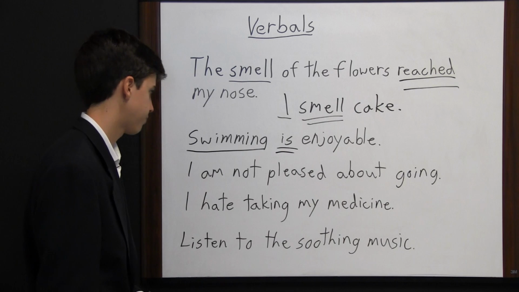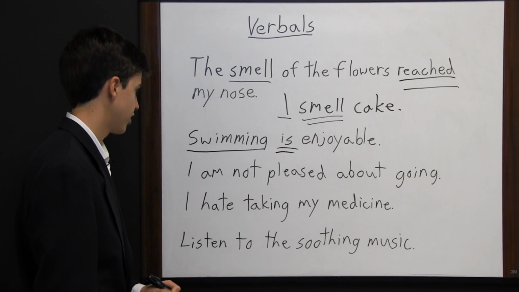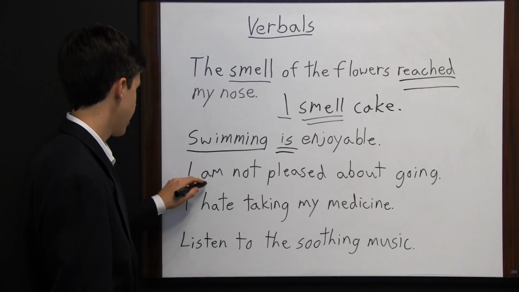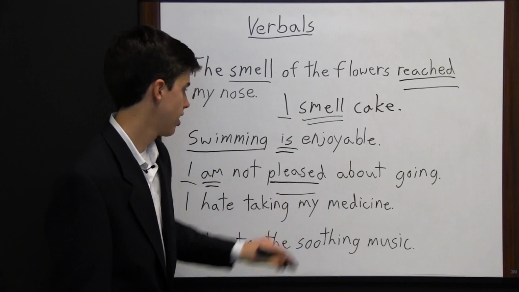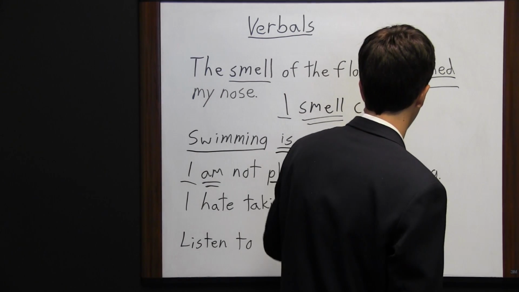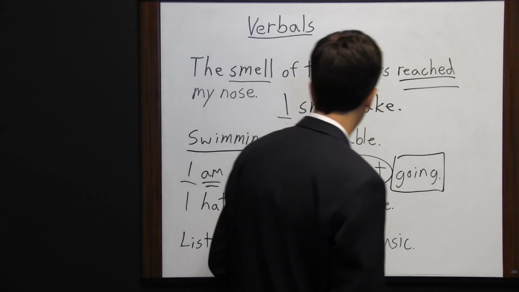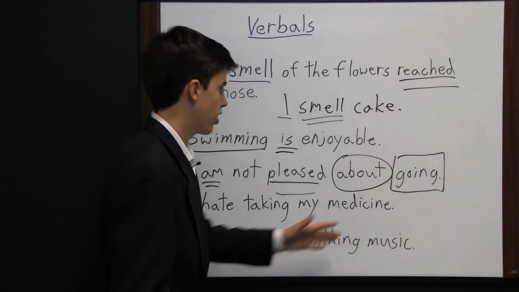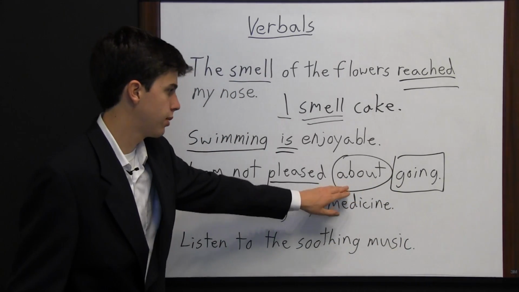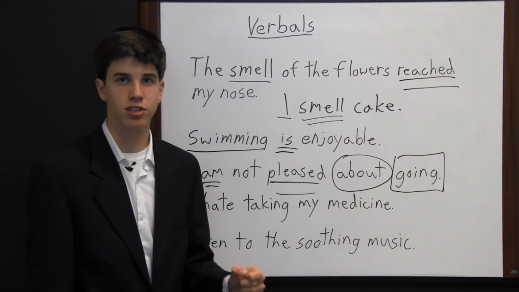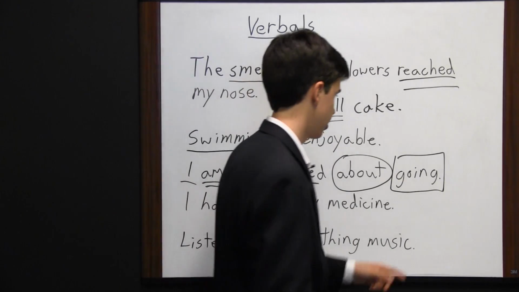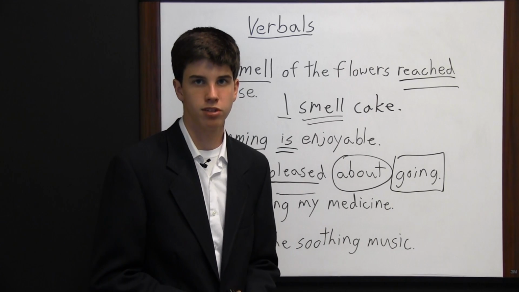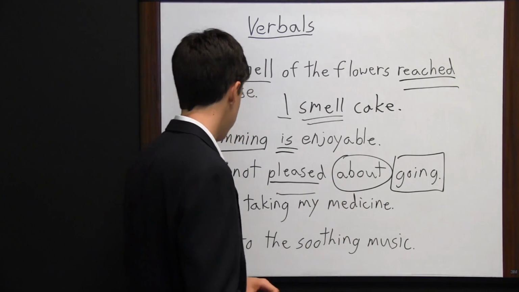Verbals can also be the object of a preposition, like this sentence, I am not pleased about going. So I is the subject, am and pleased are the verbs, about is a preposition, and going is the object of the preposition. So then what is going if going is not a verb? Well, about is a preposition, and every prepositional phrase and every preposition has an object of the preposition. So going is the object of the preposition. Why is it the object of the preposition? Because it further explains the preposition.